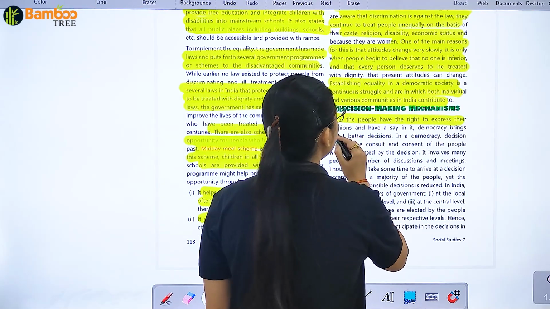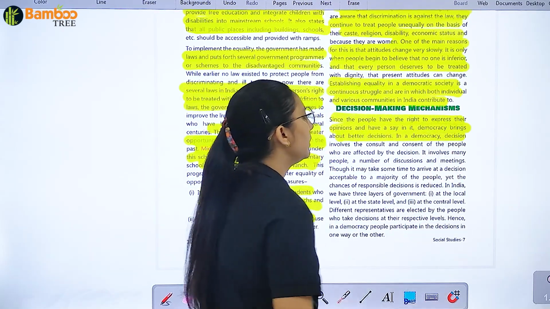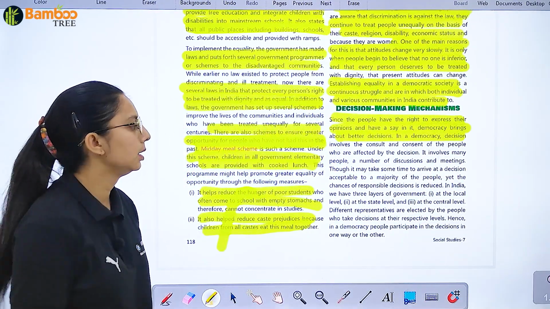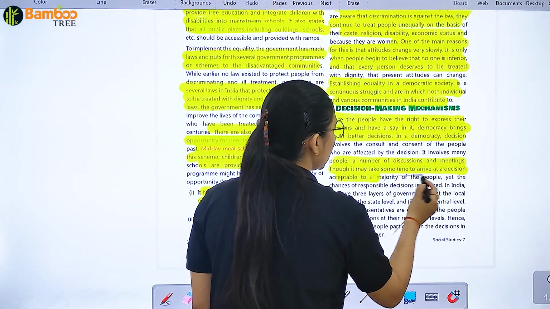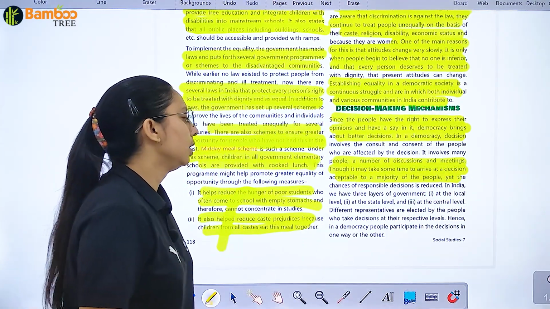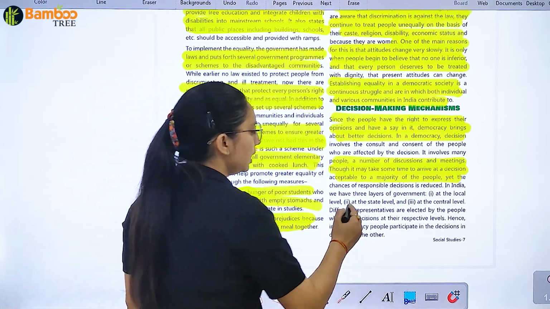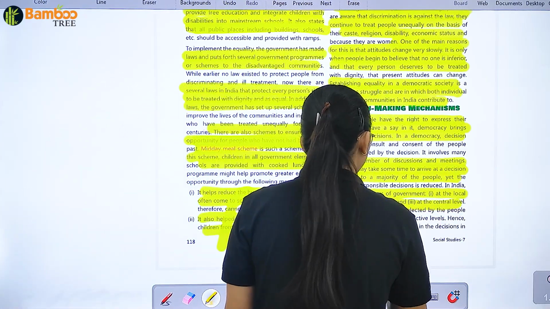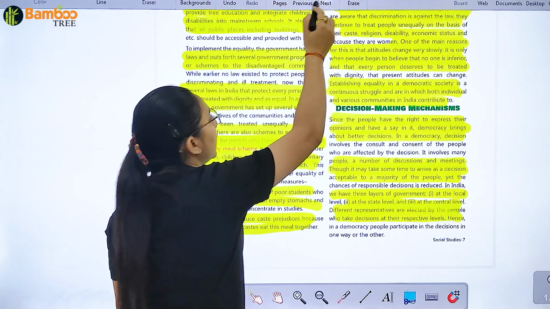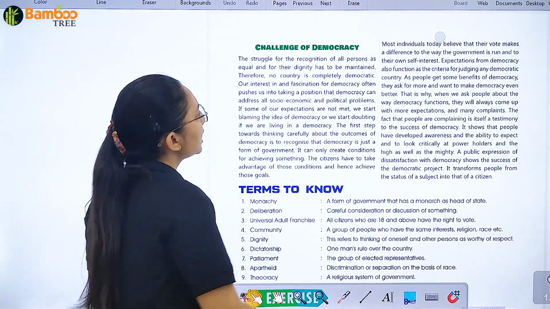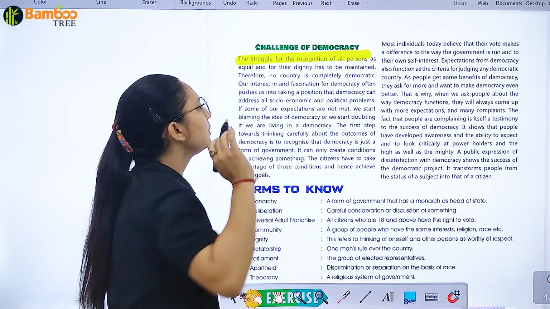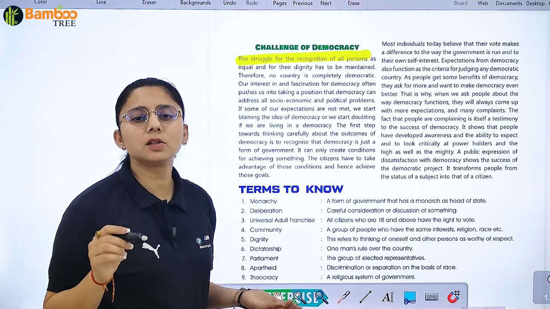Since the people have the right to express their opinion and have a say in it, democracy brings about better decisions. Right? It involves many people, a number of discussions and meetings, though it takes some time to arrive at the decision. So we can say that at local level, state level and the central level, different representatives are elected. हम different representatives को elect करते हैं. Next we have challenge. Challenge क्या आपकी democracy को, to struggle for recognition.